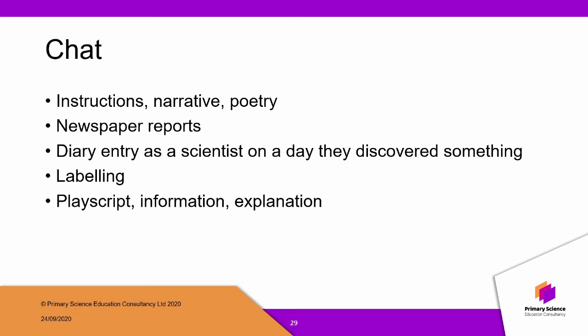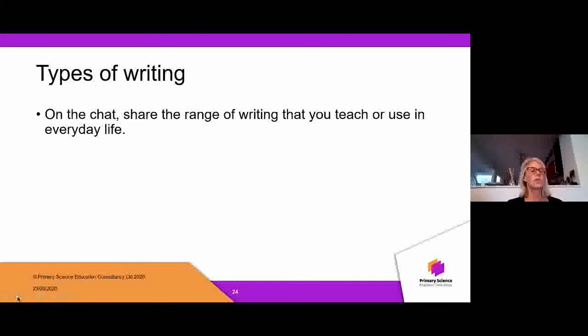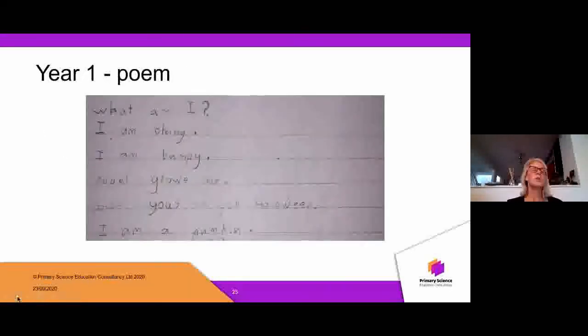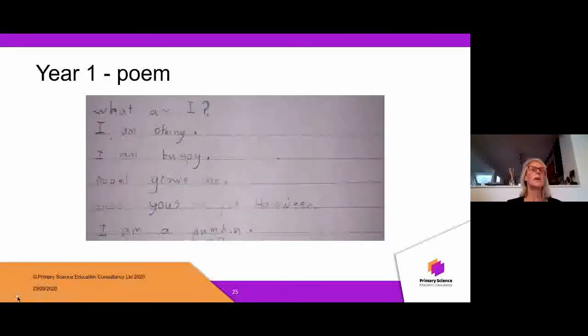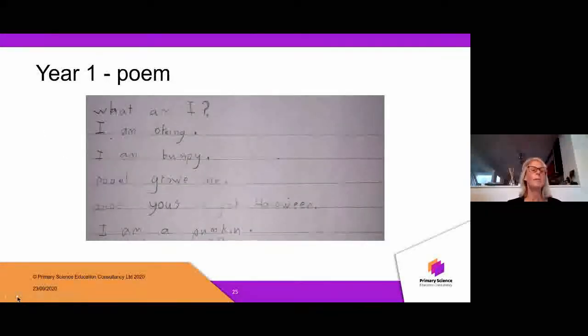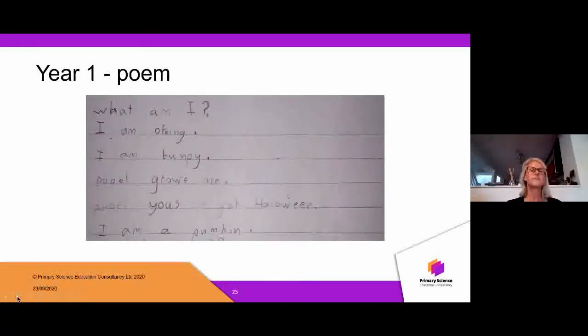So there's some quite obvious ones, but actually there's some other types of writing that sometimes it's quite interesting for the children to use for their science. So I'm just going to show you just a few examples. So here we've got a What Am I poem from Year 1.